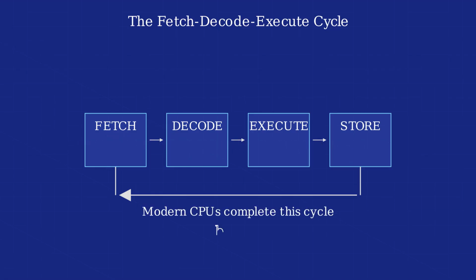What makes modern CPUs so powerful is the incredible speed at which they perform this cycle. Today's processors can complete billions of these cycles every second.